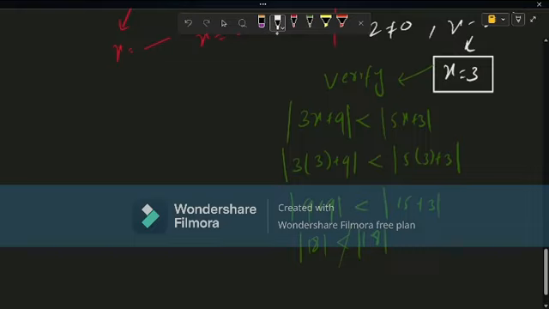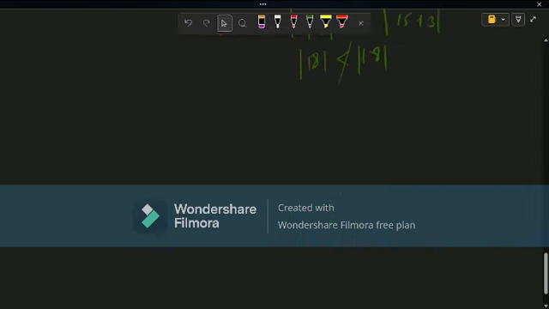This is a tricky point. What do you have to do now? You have to move towards a real line here.